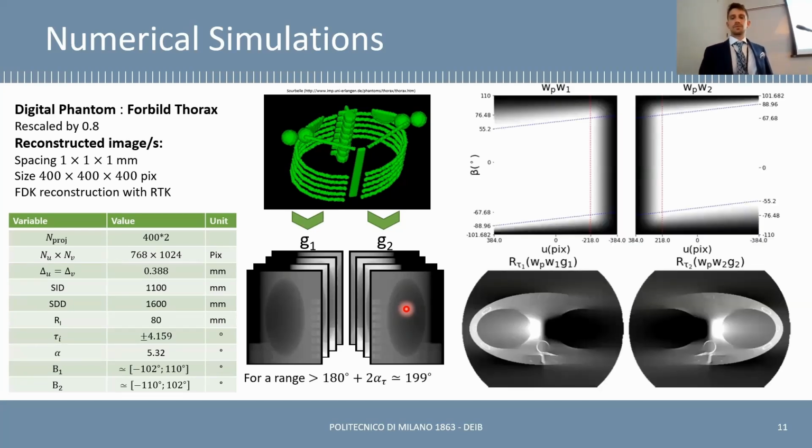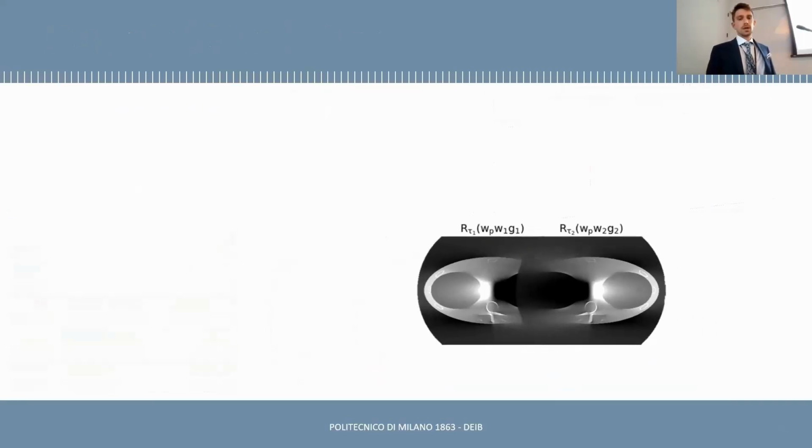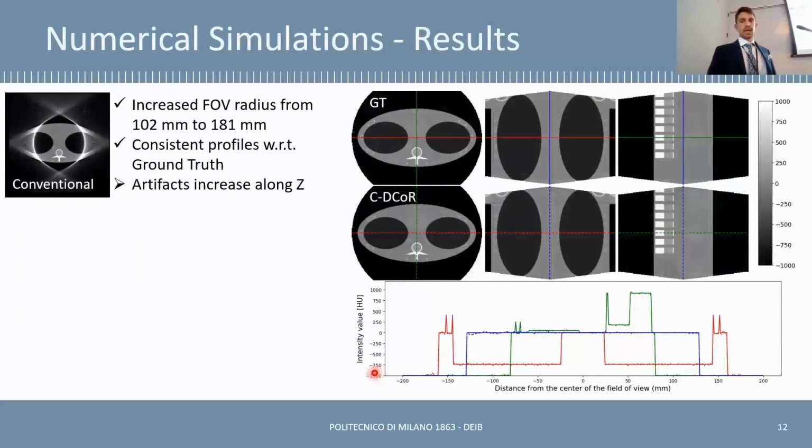And here we can observe the redundancy map on top, which is the result of the redundancy map for short scan convolved with the displaced detector map for the first and second motion respectively. And at the bottom, you have the two partial reconstructions that I told you before the summation. So after we sum the contribution, that's what we get. And here we have a comparison of what the FOV would be on a conventional geometry for the same phantom.